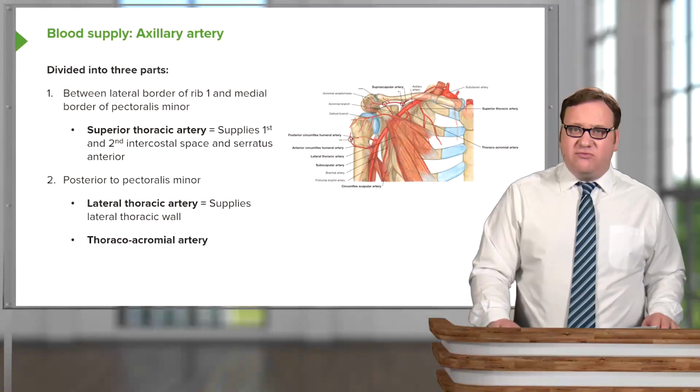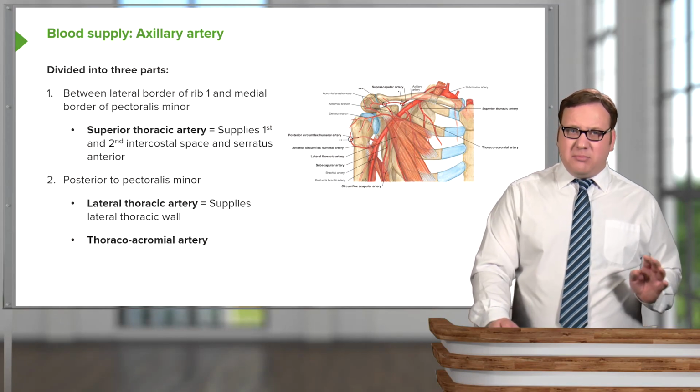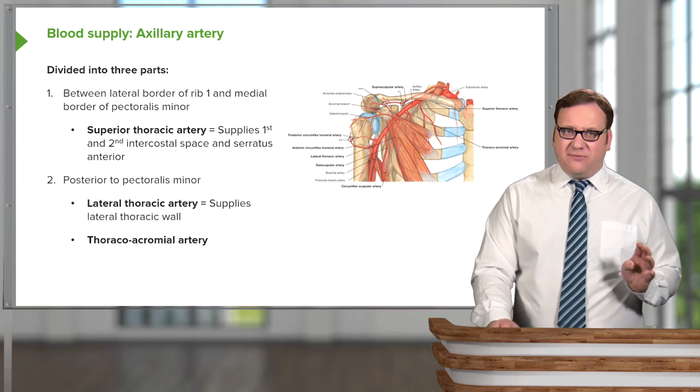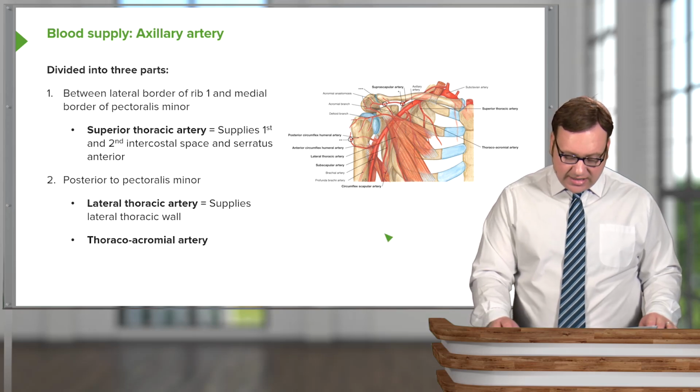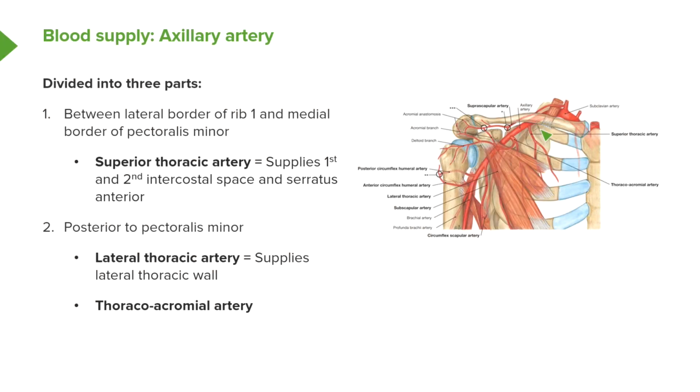So, the axillary artery can be divided into three parts. Between the lateral border of rib 1 and the medial border of pectoralis minor, we have the first part. And coming away from the first part is the superior thoracic artery. So here we can see the lateral border of rib 1, and the medial border of pectoralis minor, we have the first part of the axillary artery. And really, coming off this first part is just going to be one artery, and this is the superior thoracic artery. Superior thoracic artery, as its name suggests, is going to supply the superior aspect of the chest wall. So it will supply the first and second intercostal spaces and also give blood supply to serratus anterior.